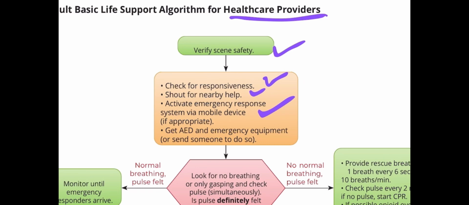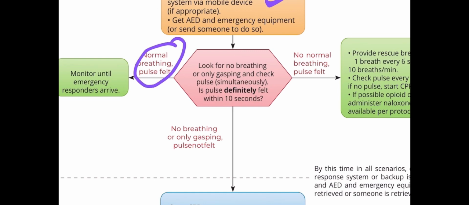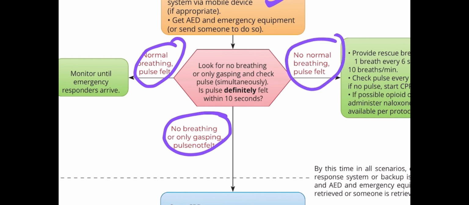Now the second part is to look for no breathing or only gasping, and check the pulse simultaneously, and it could come up with three scenarios. It could be normal breathing and pulse is felt; no breathing or only gasping, pulse not felt; or no normal breathing but pulse is felt. So what are you going to do in these scenarios?